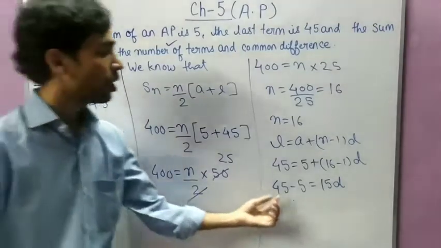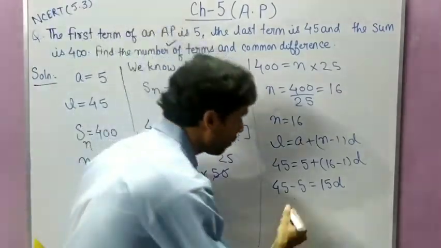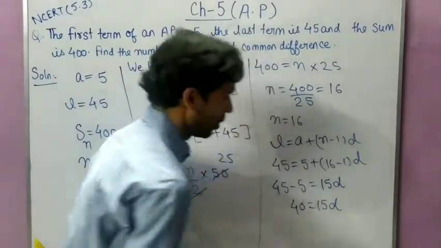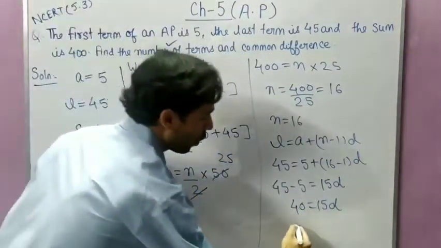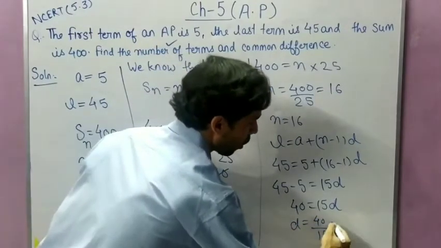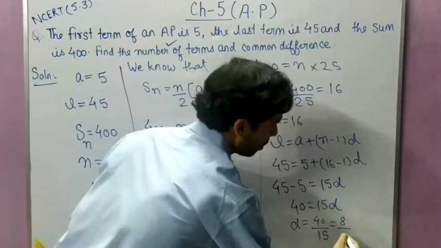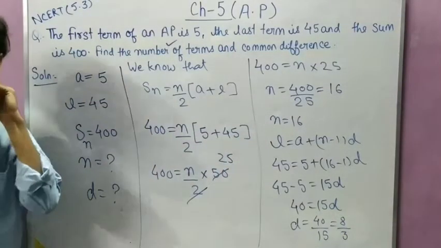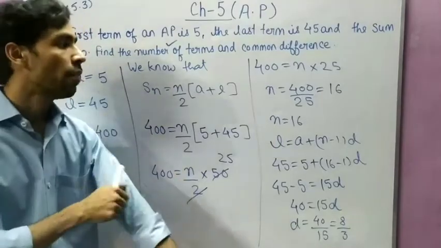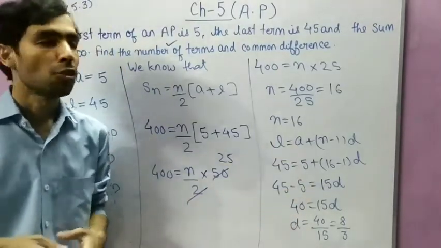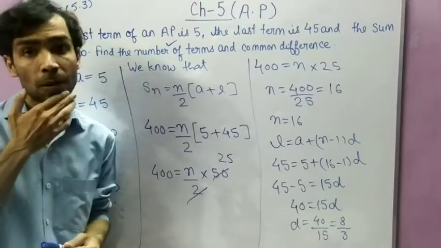Okay, so 45 minus 5, how much student? 40 equals 15d. So what is the value of d? The value of d will be 40 by 15, or 8 upon 3. So by applying both formulas, we have calculated the number of terms and the common difference. So this is the answer of this question.